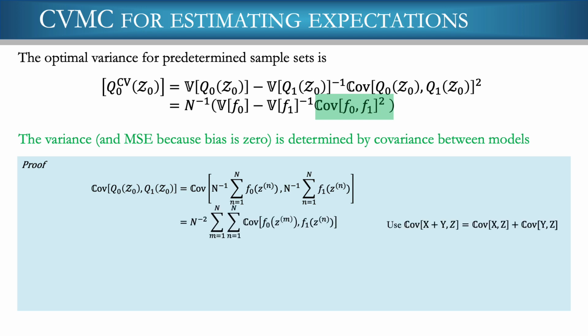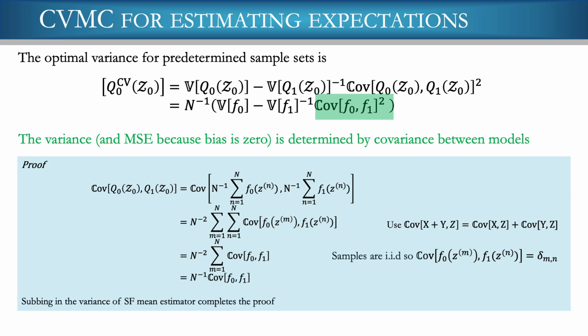Then take the scalar n outside the sums and repeatedly use the identity shown on the second line to bring the covariance inside the sums. Then use the fact that the samples of Z0 are independent and identically distributed to convert the covariance of each model output pair into the covariance between the two models, and finally sum up and cancel terms.